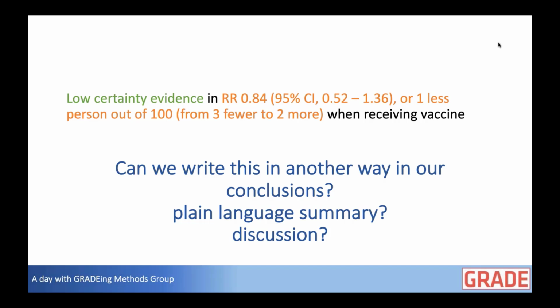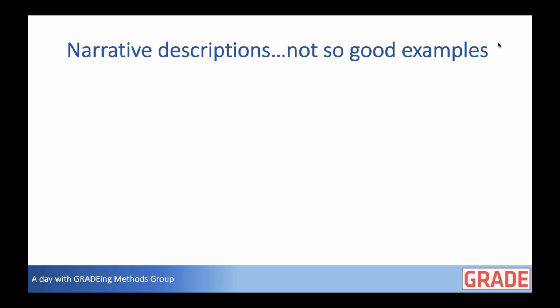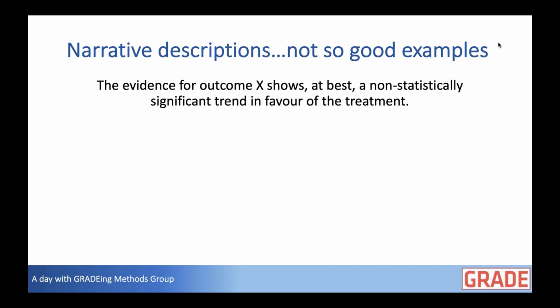But we know that people were trying to write this in a nicer way or an easier to understand way in their conclusions, or when communicating to consumers in the plain language summary and in your discussion. And we saw that people were using narrative ways to describe their results. And we had seen a lot of not so good examples. So someone might have written, there was evidence for an outcome, this outcome X, which shows at best a non-statistically significant trend in favor of the treatment. So not too understandable, a bit confusing.